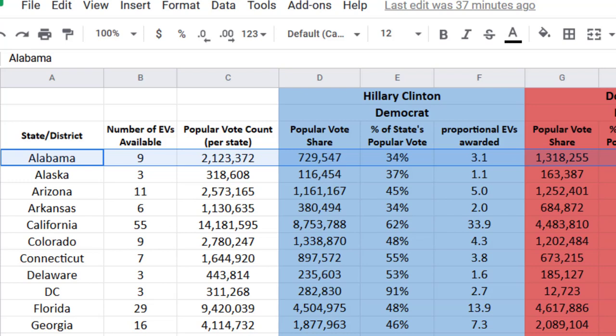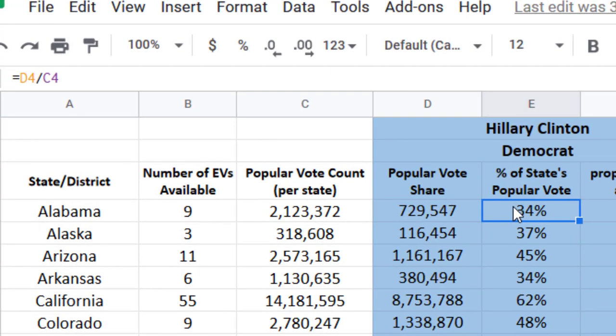But why does that have to be? Why not break up the electoral votes proportionally? So here's what I suggested we do. Let's figure out what percent of the total Hillary got, and then give her that percent of the 9 electoral votes. Now, I used the spreadsheet to do this, and I want you to look at the formula so you understand. That 34% that's right there, that means Hillary Clinton got 34% of the popular votes in Alabama.